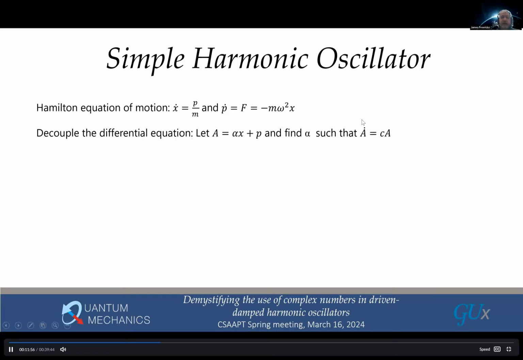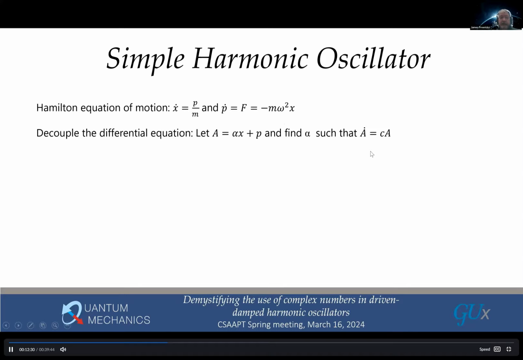You say, we want to decouple these differential equations by choosing a linear combination of x and p, where this alpha is going to be chosen so that a dot is a number times a. If I can do that, then the differential equation goes from a second order differential equation to two first order differential equations. And this is the ansatz that we're going to take. We're going to say, can we actually set things up in such a way that we can do this?